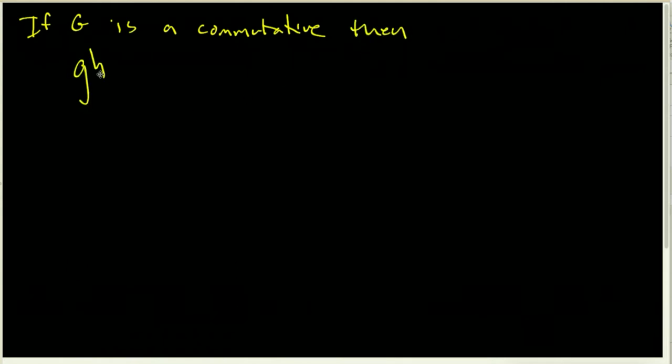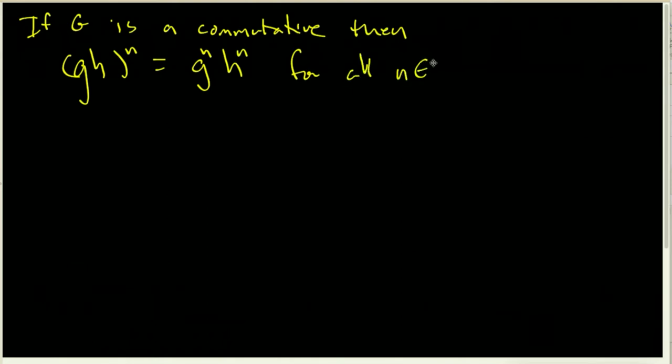If G is a commutative group or an abelian group, they mean the same thing, then gh raised to the n is equal to g to the n times h to the n for all n inside Z. The proof of this is actually pretty straightforward. I am going to break it into two cases. Case 1: n is bigger than or equal to 0.